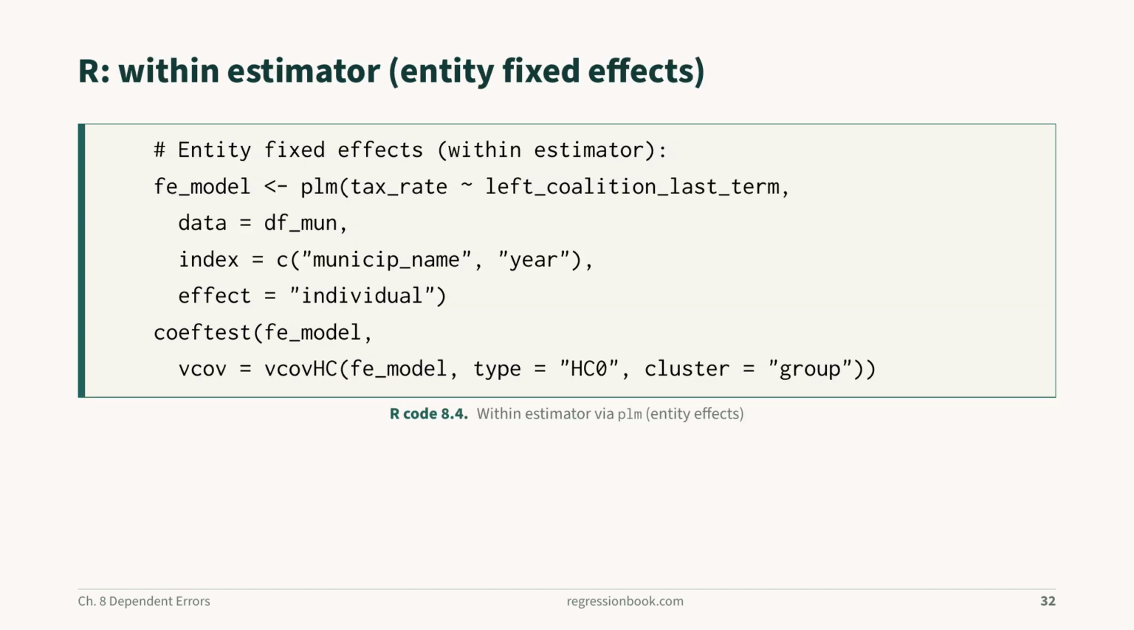Declare the index as municipality and year. Request individual effects and cluster the covariance by group. The demeaning, the dummy bookkeeping, and the degrees of freedom are all handled internally. Your job is the specification, not the arithmetic.